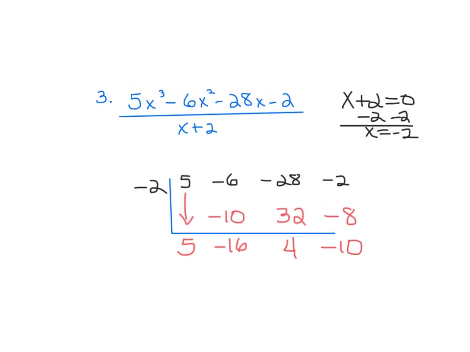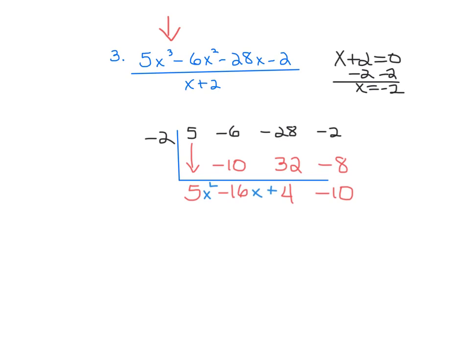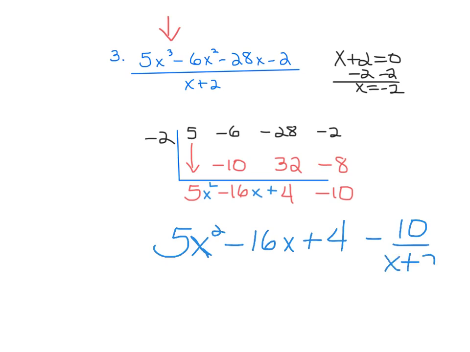So now, notice this time I'm starting with an x to the third. So the letter I'm putting here now, I'm going to put an x squared, then an x, and then this is the constant and remainder. So it's 5x squared, you go down by 1, minus 16x plus 4 minus 10 over x plus 2.